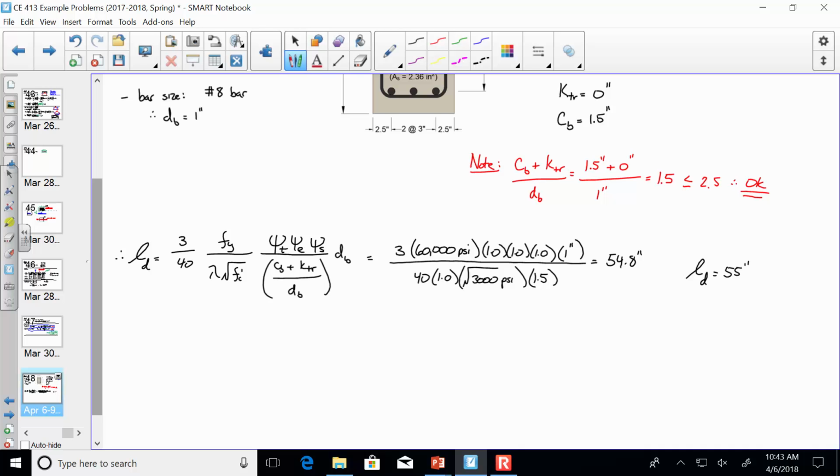That's pretty simple, right? Okay, now let's do this again. It gets kind of repetitive, once you do it once, you can do it again. Let's do it again, but let's compute KTR, and let's see what happens. In other words, if we account for the stirrups, what happens to our development length? Do you think it's going to go up or go down? Go down. Should go down. Let's see if that happens. Is that like a reasonable number?